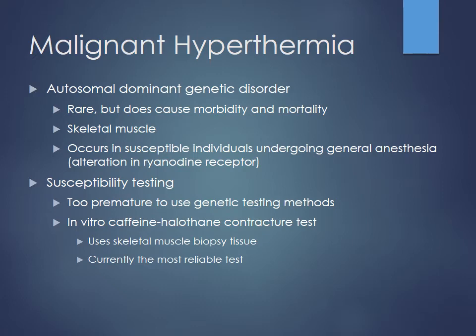Basically, the patients are going to have a mutation in the ryanodine receptor, and I'll show you a picture in a second, but essentially their sarcoplasmic reticulum releases way too much calcium and causes way too many muscle contractions. You can potentially do genetic testing, but it's too early for this to be a common routine thing to check. This is why it's so important that we do good histories beforehand to see if they're at risk for having a bad reaction.